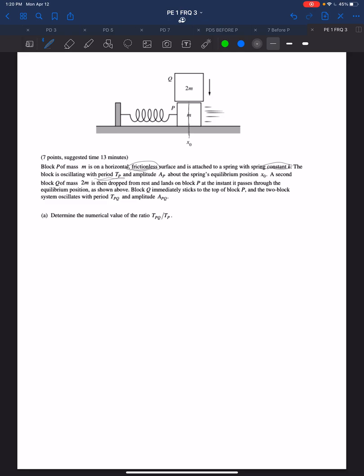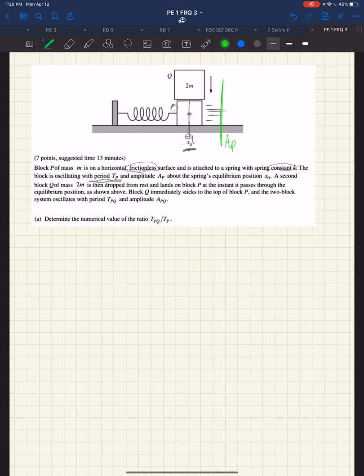It's oscillating with period TP when it's block P, amplitude AP, from its equilibrium position, XO. Now this is an odd reworking of what this XO actually means. XO usually means the maximum amplitude. In this case, this is the equilibrium spot, and we would then oscillate out here to amplitude P and an equal amount in the other direction, minus amplitude P.